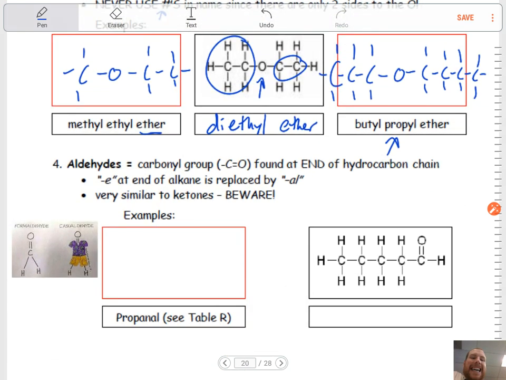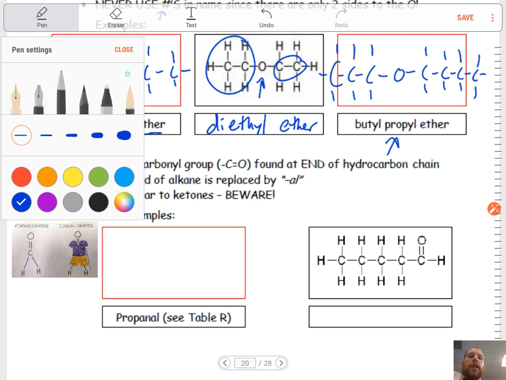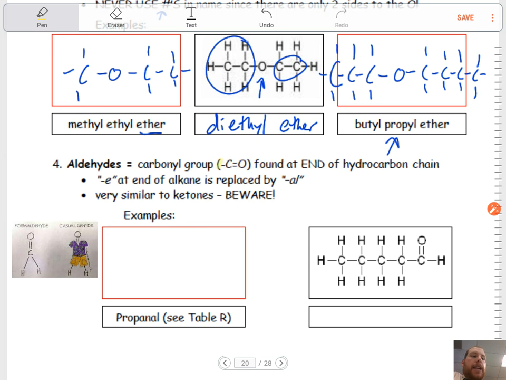Number 4, aldehydes. Now, this is one new term, a carbonyl group. Guys, a carbonyl has a C double bond O. We're going to see this in a few different ones. What I would encourage you to do is on your personal reference table, table R, write what a carbonyl is, so as you're studying, you can drive that home. Carbonyl equals C double bond O. That's something big you need to know right away. It's found on a terminal or end hydrocarbon. So, terminal.